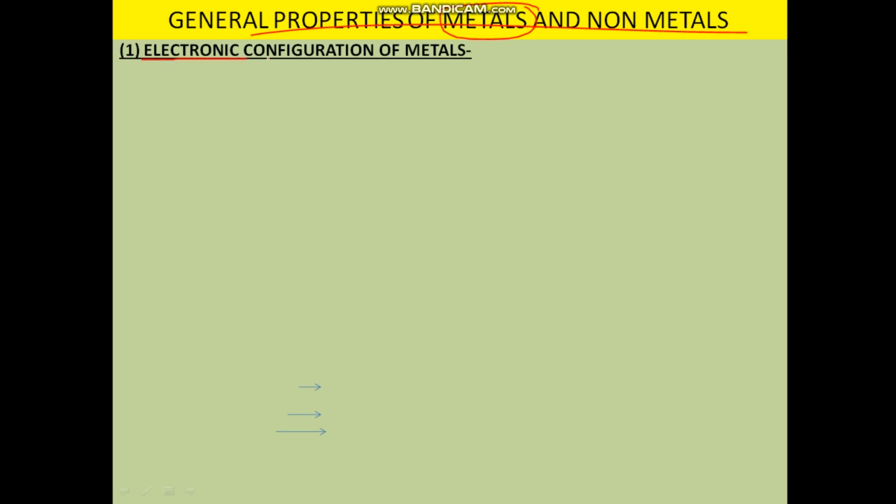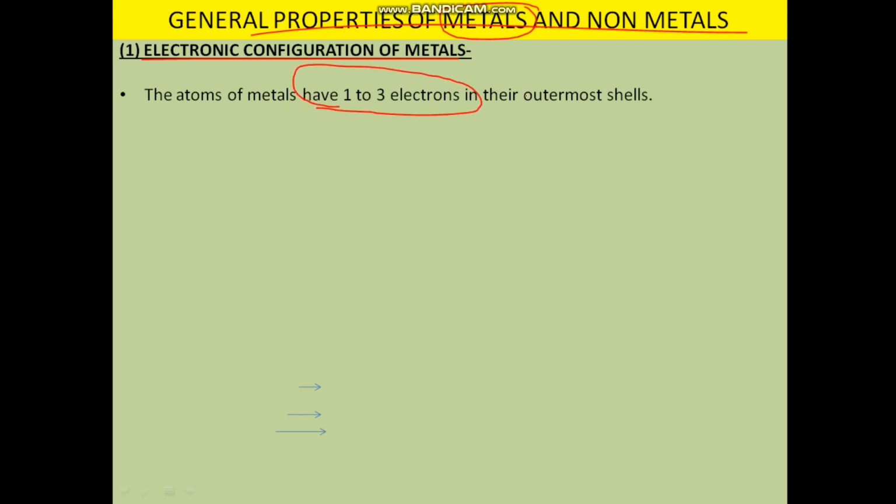First is the electronic configuration of metals. The atoms of metals have 1 to 3 electrons in their outermost shell. अगर मैं एटम का स्ट्रक्चर बनाऊं तो वो हो जाएगा ऐसा। ये हो गया आपका न्यूक्लियस। Nucleus contains the protons and neutrons. Around this, electrons are revolving in a particular orbit, or it is known as your shell. 1 to 3 electrons are present in the outermost shell of metals.